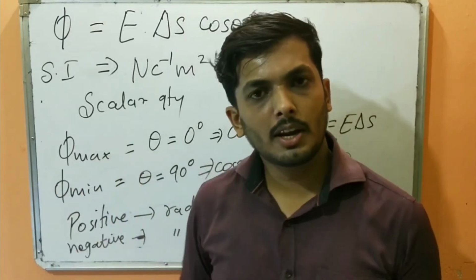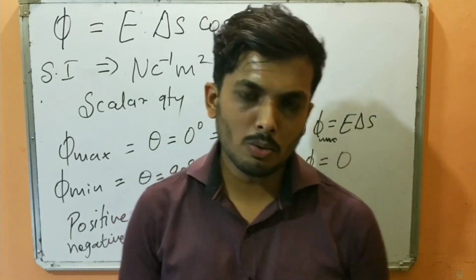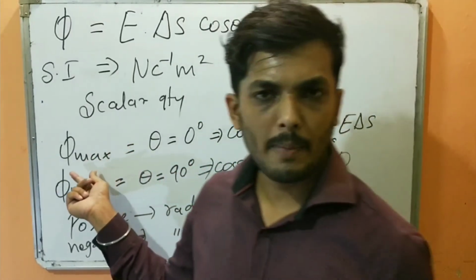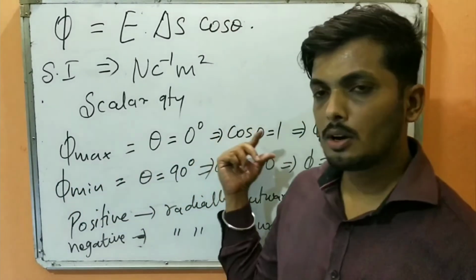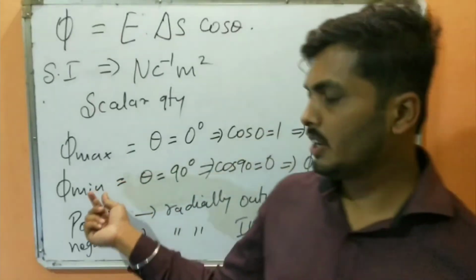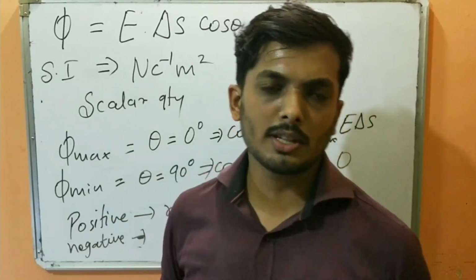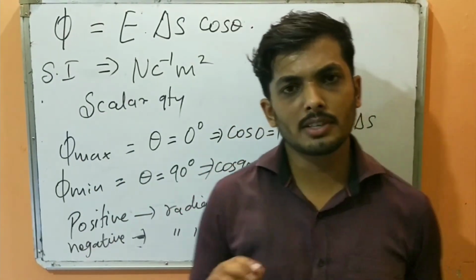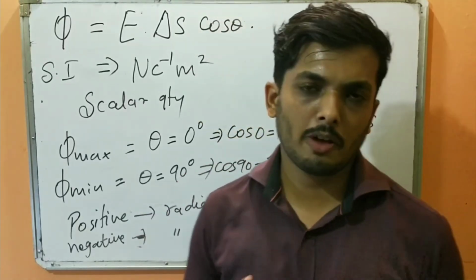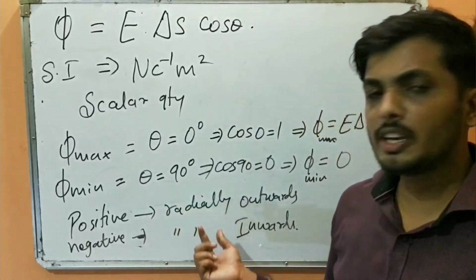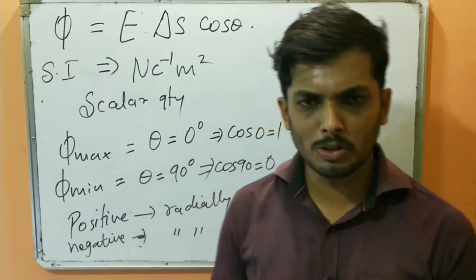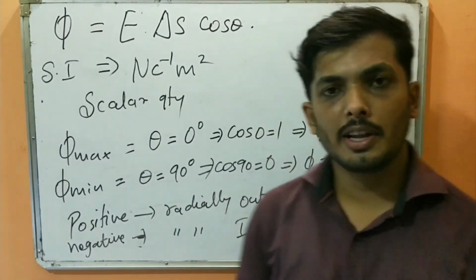When the electric field and the normal are parallel to each other, then flux will be maximum. That is theta equals 0 degrees, then flux will be maximum. And in case they are perpendicular to each other, then cos theta will be 0. As a result, flux becomes 0, or flux becomes minimum. That's it. Flux is said to be positive when the electric field lines are radially outwards, so for a positive charge, and for a negative charge, radially inwards.